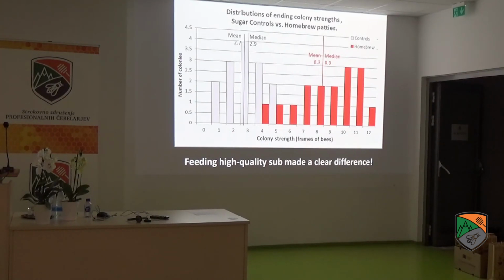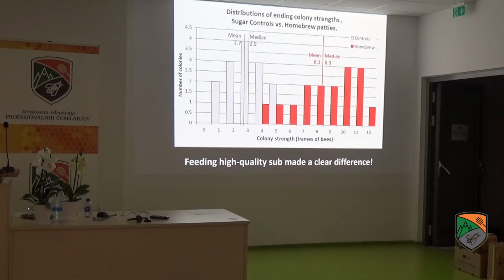You look at the histogram, the distribution of 2 different groups. So this means out of those 18 hives, these columns will add up to 18 for each group. It shows, on average, the sugar control colonies average 2.7, median of 2.9 frames of bees. Very, very weak.